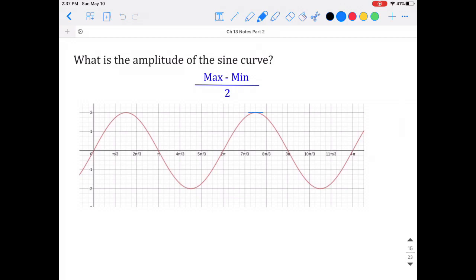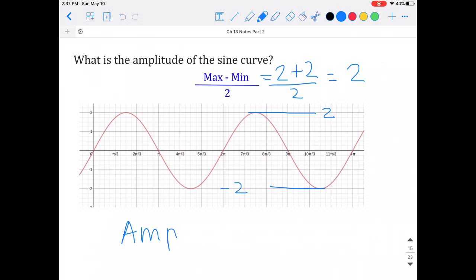So in this graph, we can see the maximum value is at positive 2. The minimum value is at negative 2. So to figure out our amplitude, we're going to do positive 2 minus negative 2, which becomes 2 plus 2 over 2. 2 plus 2 is 4, divided by 2 is 2. So the amplitude of the sine curve given is positive 2.